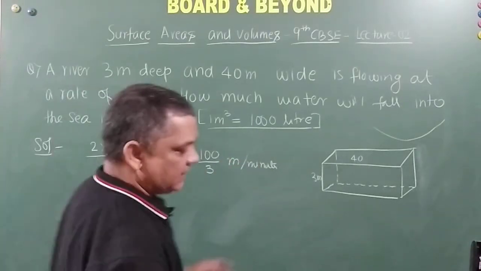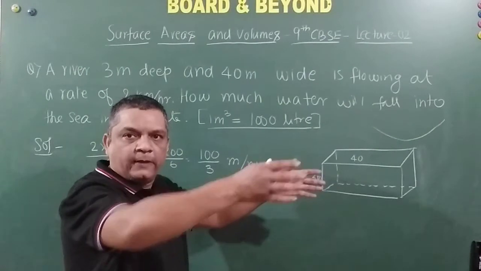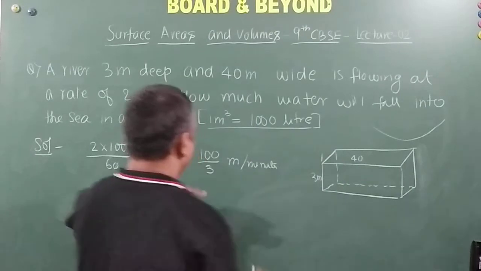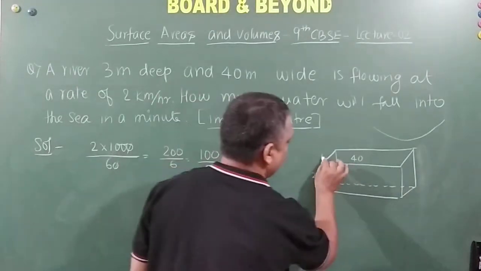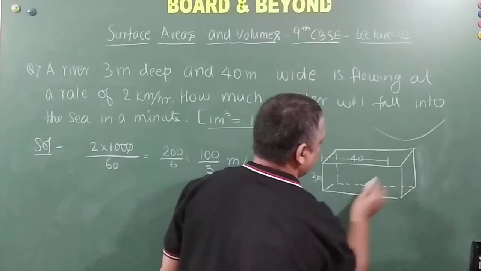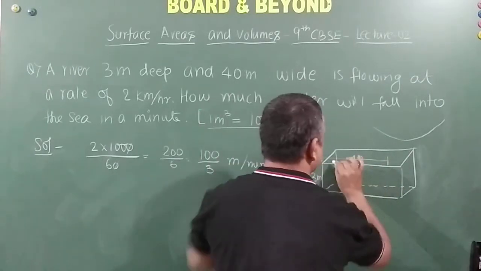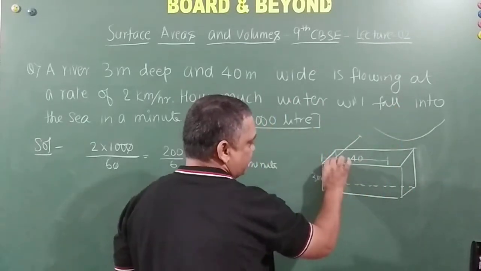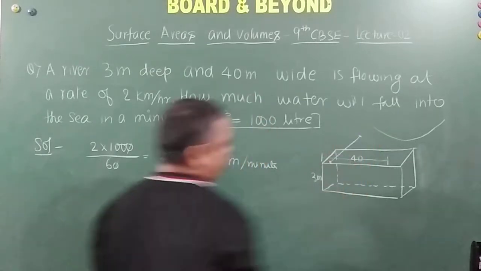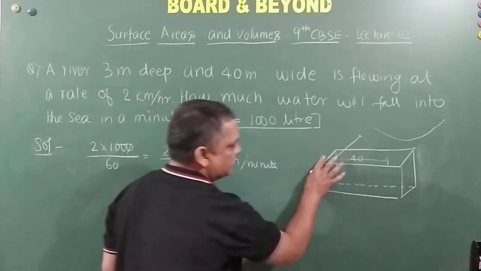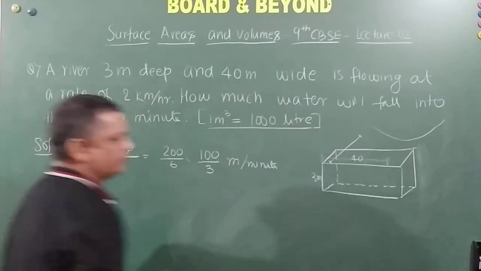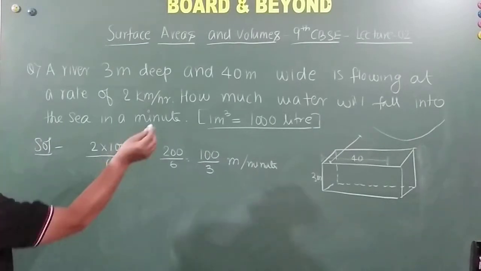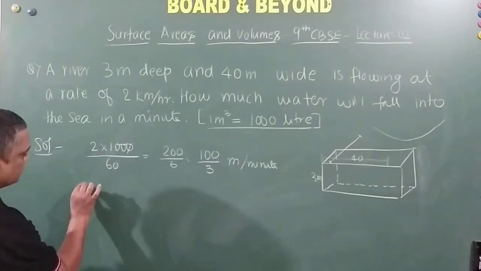Now what will happen is, let us say the river is flowing like this. That means the water which is at this point, after a minute, will be flowing like this. So the water which is here, after 1 minute it will be here, right? So how we can understand is, we will find out the volume. So how much will be the volume? So how much water will fall, right?